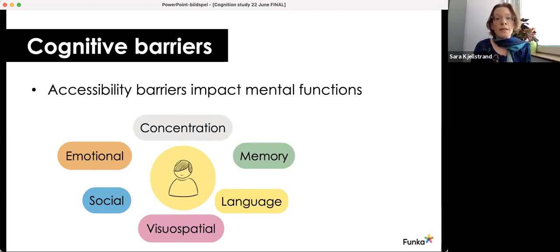If there are loads of things that you need to input, such as passwords or login names, it can affect also your memory. It's difficult to remember what you're doing on the website at the same time as remembering all the things you need to input to get the information. Language, of course, if it's difficult to read, if the texts are difficult to understand, or if it's difficult to input information, that also impacts the language parts of the mental functions. And there could also be effects on the emotional and social. If there are things like flashing lights that affect you and get you in a state of excitedness, then it can be difficult also to concentrate and to understand the information.